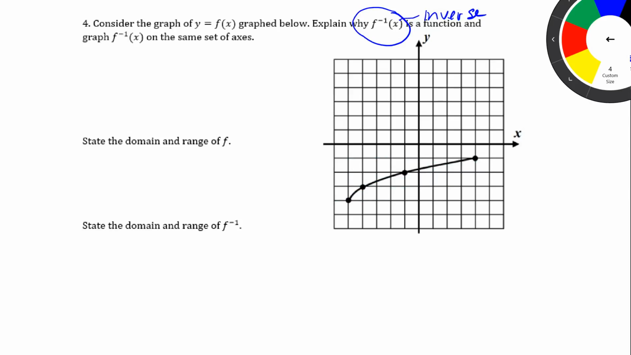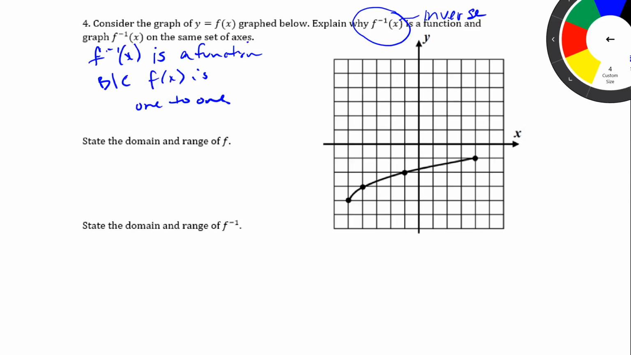So what we can say here is that f negative 1 of x, I'll change that f because it looked ugly. So f negative 1 of x is a function because the original function f of x is one-to-one. Then it asks us to actually go through and sketch the graph of this function.